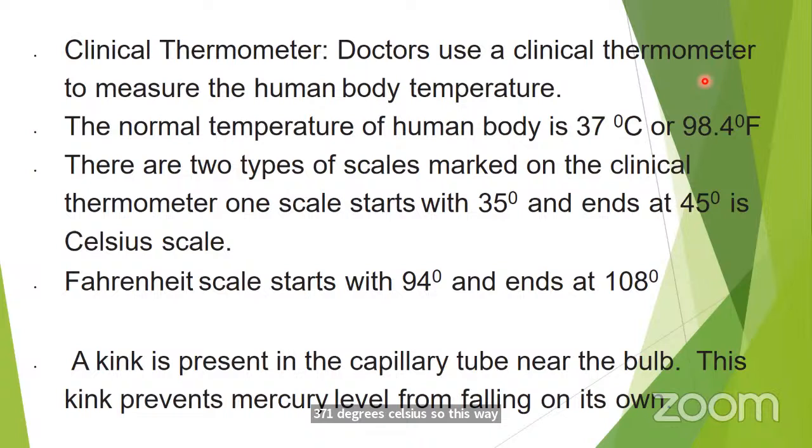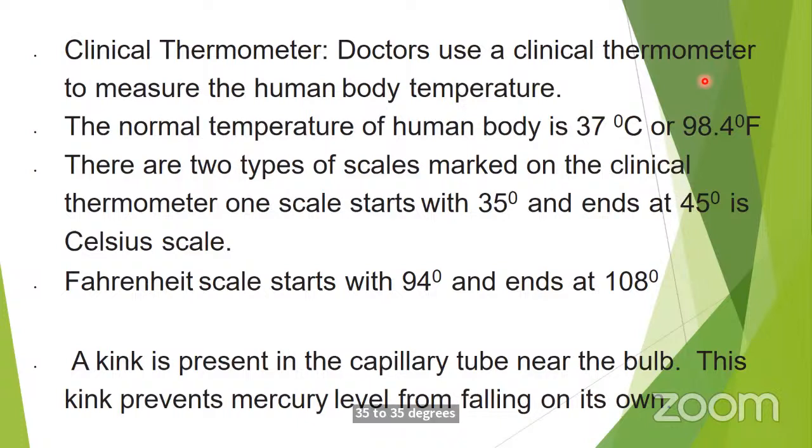There are two types of scales marked on the clinical thermometer. One scale starts with 35 degrees and ends with 45 degrees. This is the Celsius scale. 35 to 45 degrees, 10 variation.